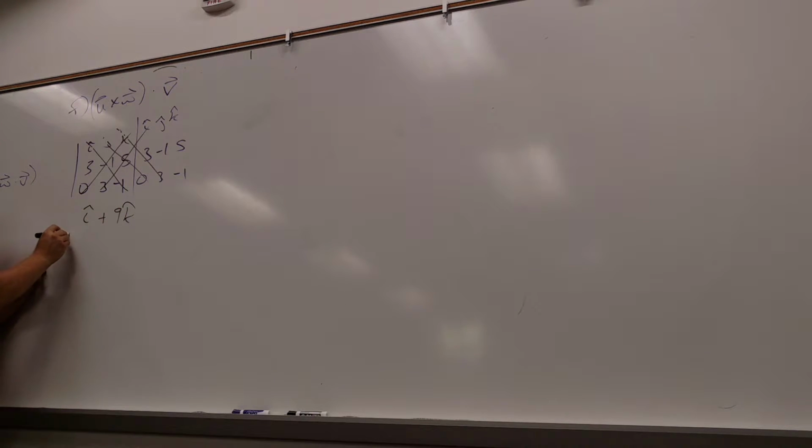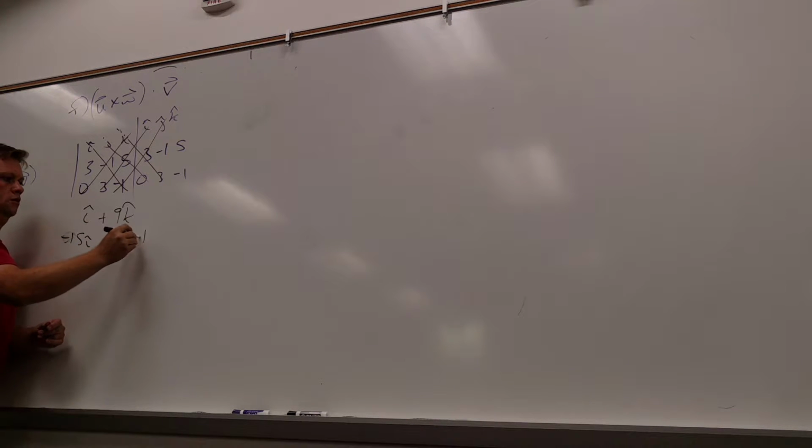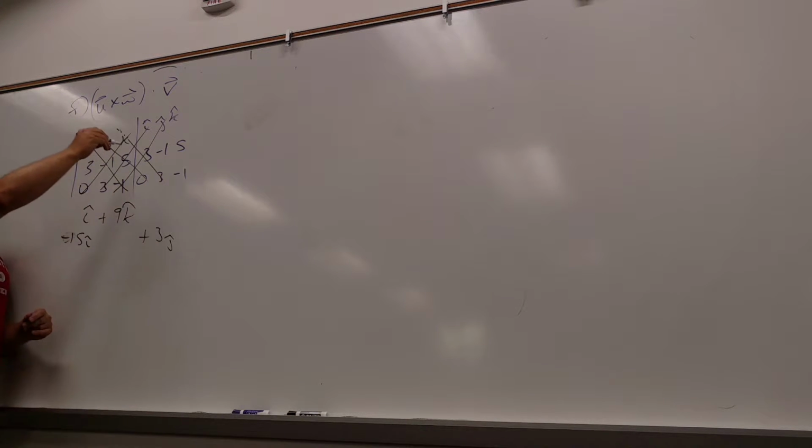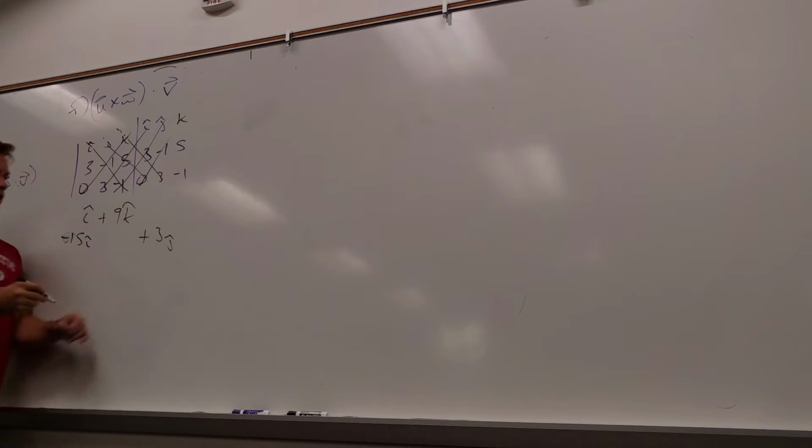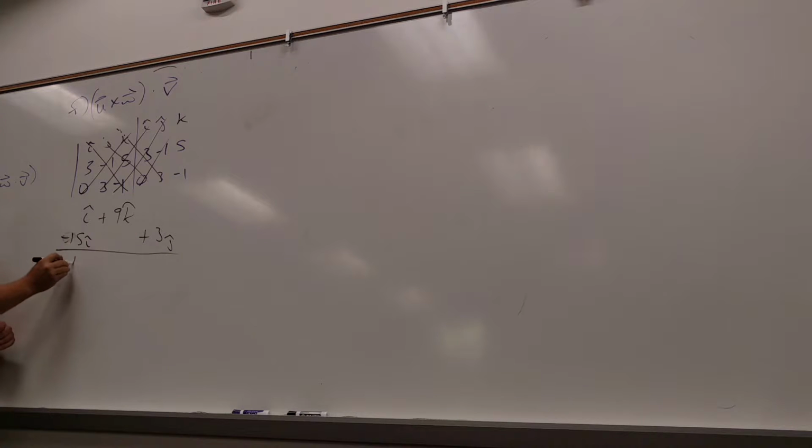15, minus 15I, right? All these are minuses. That's plus, plus, plus, minus, minus, minus. So minus 15I minus negative 3J. And then, where am I at? 0K. I like it. So you should get negative 14I. Let's put this in order. 3J, 9K. Is that what you got?